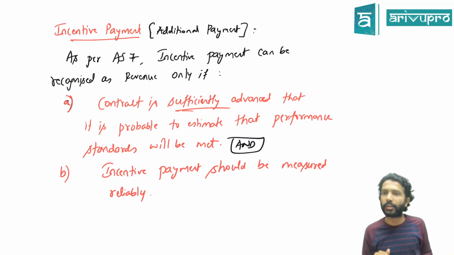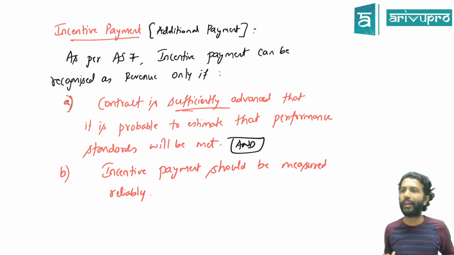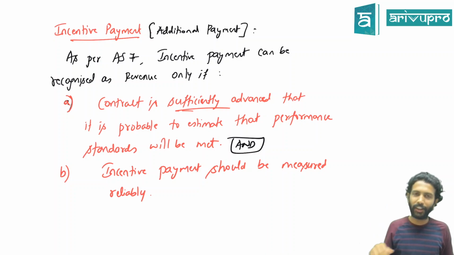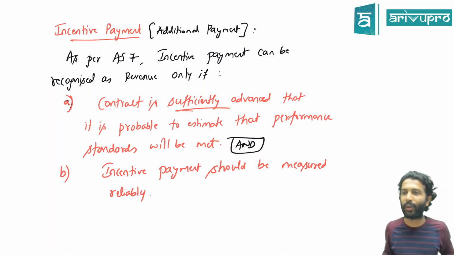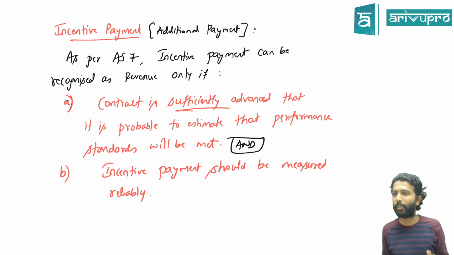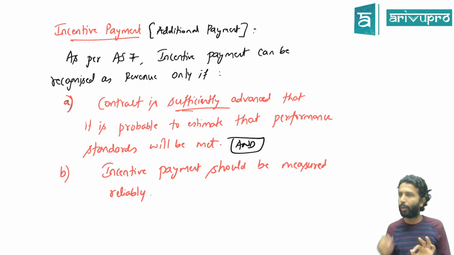Fair enough? And you should also be able to tell how much incentive payment you're going to receive. It should not be like false promises. Government told, okay, you construct, we'll see later. You construct, then I will decide how much I want to give. It should not be that. There should be concrete evidence as to how much you're going to get. Then only you can recognize. If you don't know how much you're going to get, can you recognize that? Hence, that is the second condition.